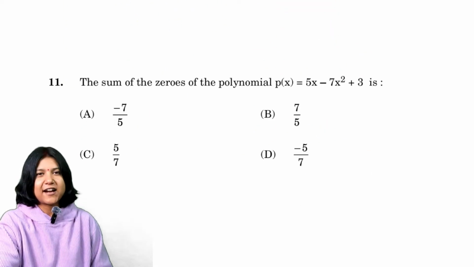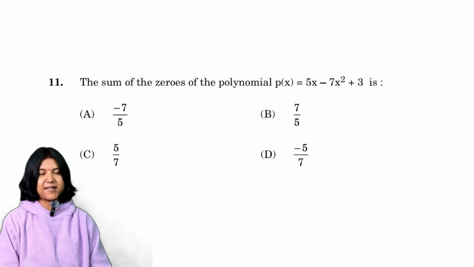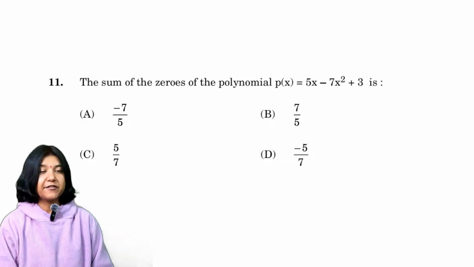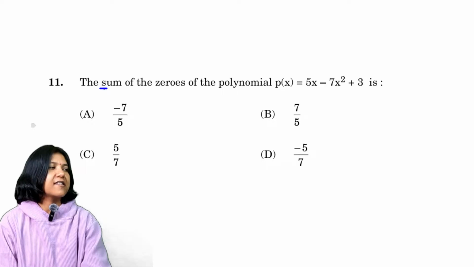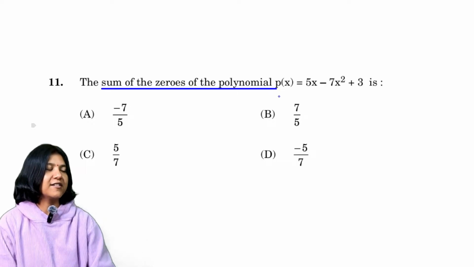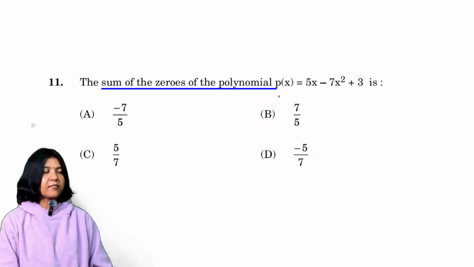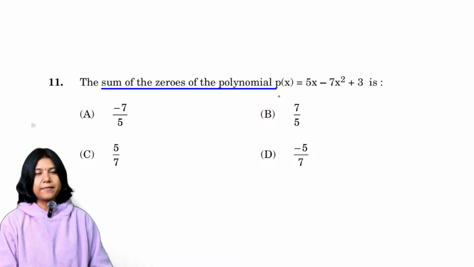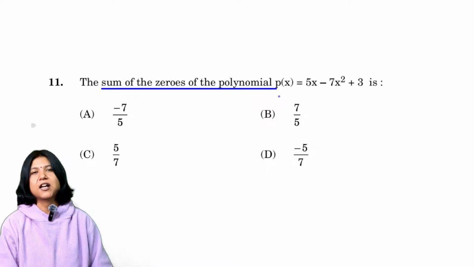Moving on to getting the answer for question 11. I think some of you already know how to do it. If you don't know, then you can learn with me. The sum of the zeros of the polynomial. Now this question is talking about the sum. If I ask you, the zeros are supposed to be what? The values of x that you plug into this expression and the whole thing becomes 0.